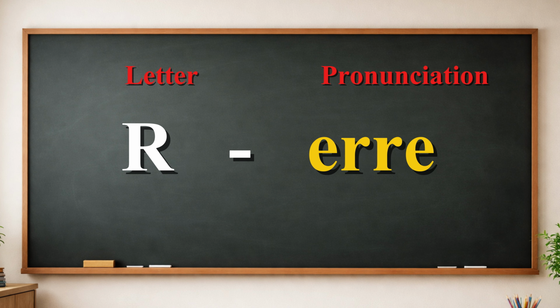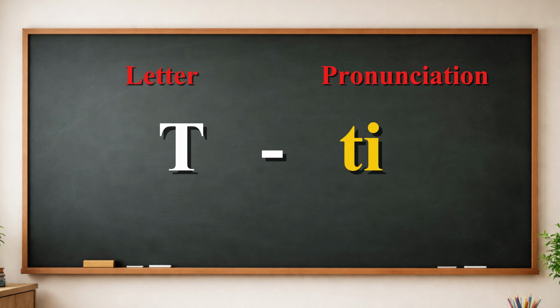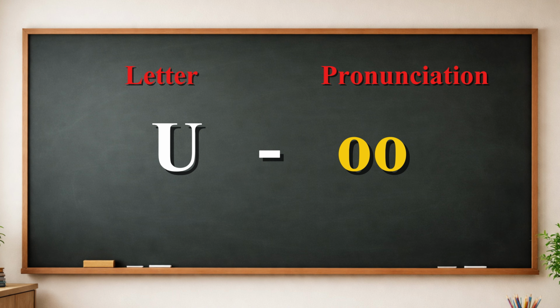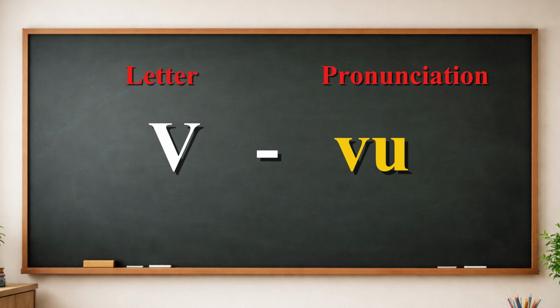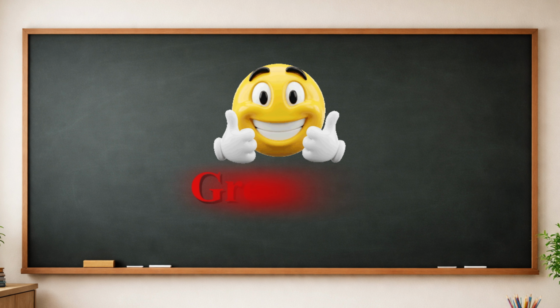R is R. Again. R. S is S. Again. S. T is T. Again. T. U is U. Again. U. V is V. Again. V. Z is Z. Again. Z. Great job! Now you know the Italian alphabet.